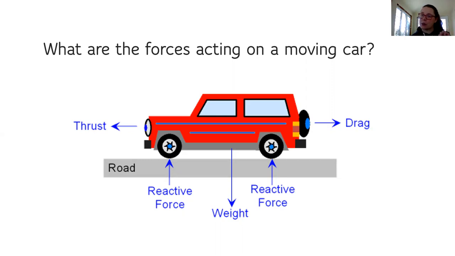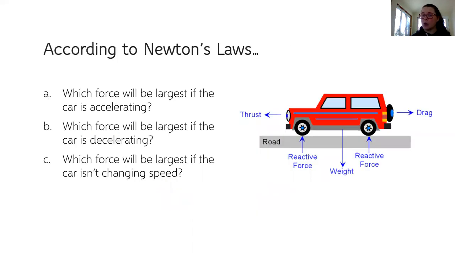Now, thrust is the force applied by the engine, and drag is the force that opposes that motion. It's the friction forces that slow the vehicle down. Now, according to Newton's laws, let's kind of refresh what happens in some scenarios. So if the car is accelerating, so this car is speeding up, which force will be the largest? Well, let's think. If drag is the biggest, what's going to happen?